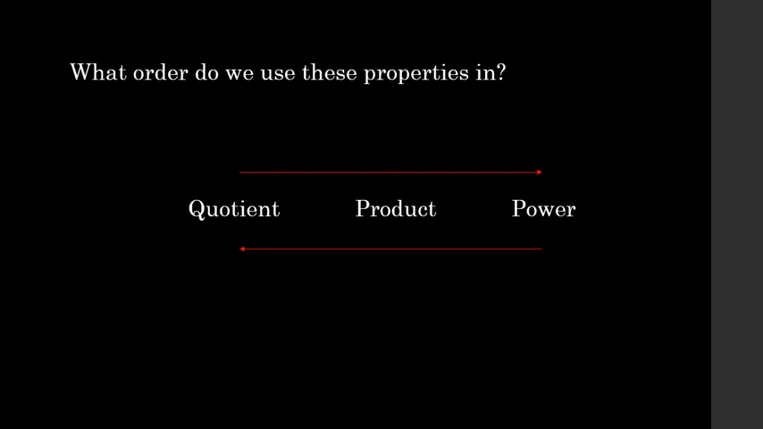And there's a nice little picture we can draw. The order is either going to go quotient, then product, then power, or it's going to go power, then product, then quotient. So we have these three properties listed out here. The question is, which way do we go based on which operation we are doing? If we are going to take a single logarithm and expand it into the difference or sum of multiple, we're going to first use our quotient property, then our product property if we have to, and then we use the power property.